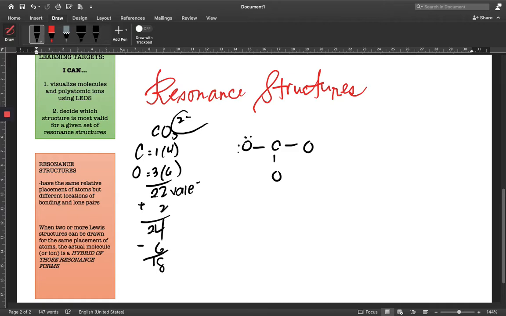If you have 18, you can distribute these 18 valence electrons first to the attached atoms, which is oxygen. Each oxygen atom here is already bonded, so it must have 2 electrons already. By adding 6 valence electrons, we have completed its octet. However, we notice that carbon has only 6 electrons on it. So 1, 2, 3, 4, 5, 6.